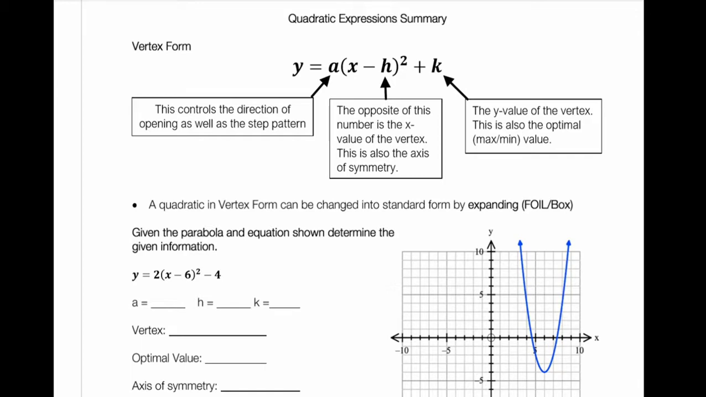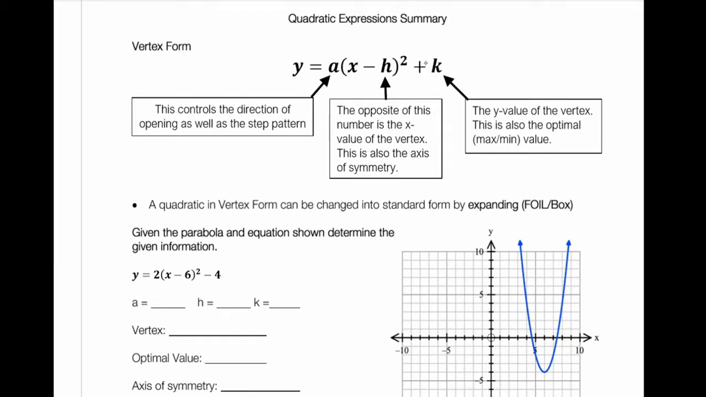So the first thing we're going to look at is our vertex form. Our vertex form, remember, is a quadratic that's in the form y equals a times (x minus h) squared plus k. The three variables that we should have filled in that give us some information are the a value, which tells us the direction of the opening as well as the step pattern, the h value, and the opposite of this number is the x value of the vertex. Right, so if we see negative, it's actually positive. If we see positive, it's actually negative. This is also the axis of symmetry.